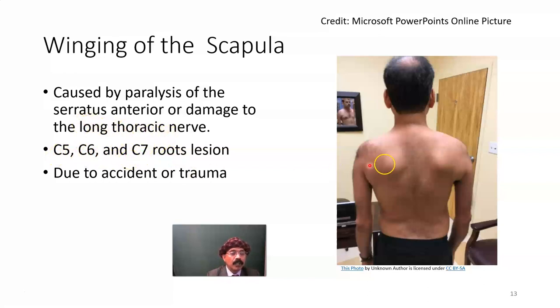The person will have a winged scapula. Specifically, the scapula will come out of the thoracic wall. The inferior angle of the scapula will be very prominent here, like this. And if you push and punch on the wall, it will be more prominent. This person has a hard time raising the hand above 90 degrees in abduction because of paralysis of the serratus anterior muscle.